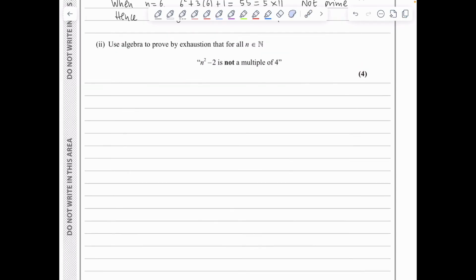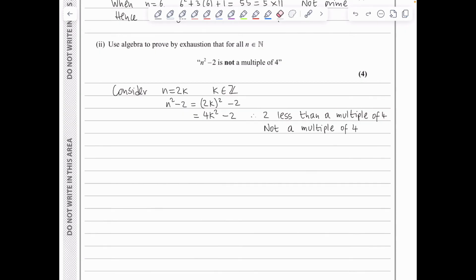In part II, we need to use algebra to prove by exhaustion that for all naturals, n squared minus 2 is not a multiple of 4. So I will start by considering the case that n is even. If we consider n is 2k for some k in the integers, we've got that n squared minus 2 is (2k) all squared minus 2, which is 4k squared minus 2, which is obviously 2 less than a multiple of 4. So for the case that n is even, we are not looking at a multiple of 4.